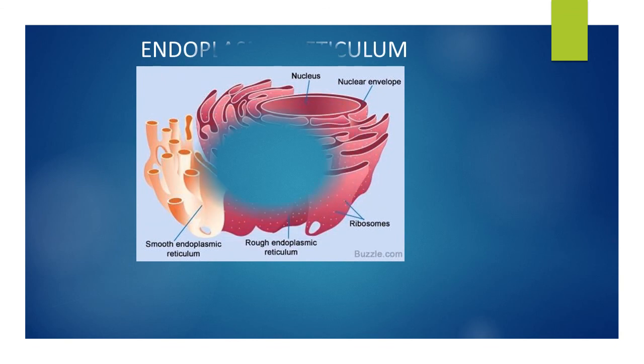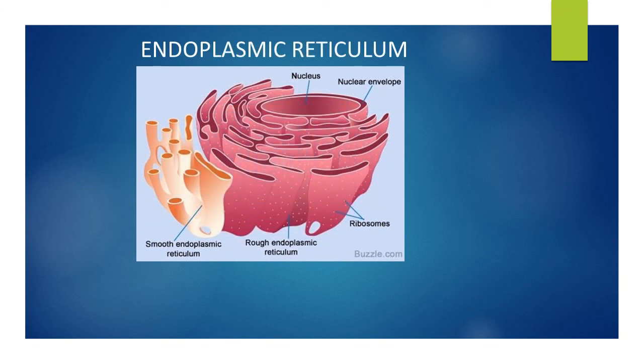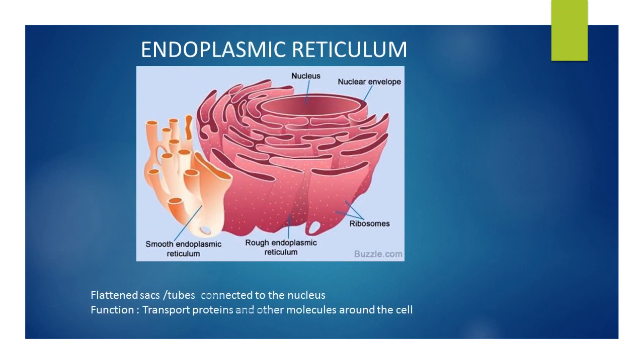In each and every cell, there are three main sections. First one, cell membrane. Second one, nucleus, which stores the genetic information. And third one is cytoplasm.